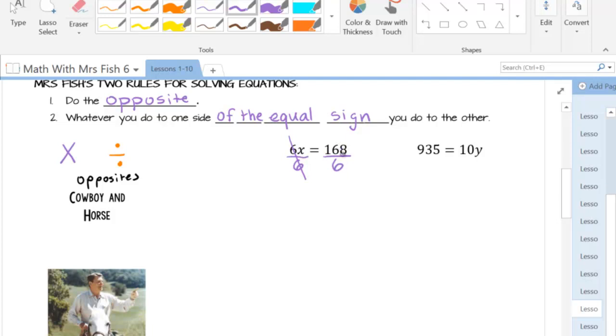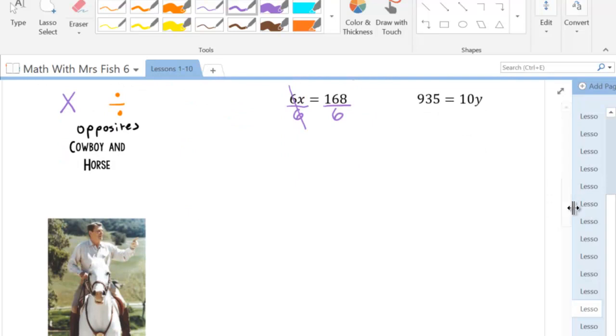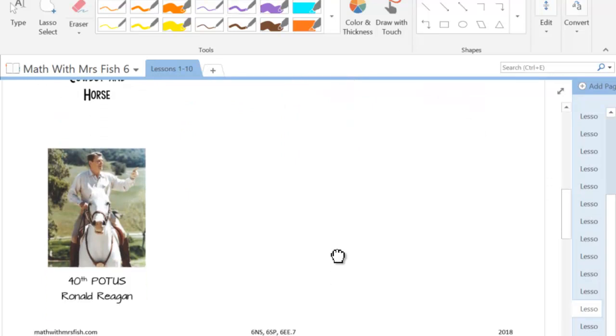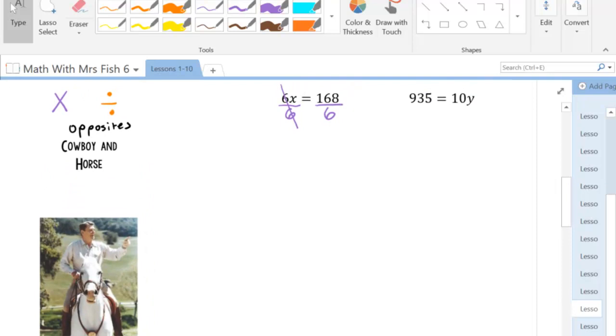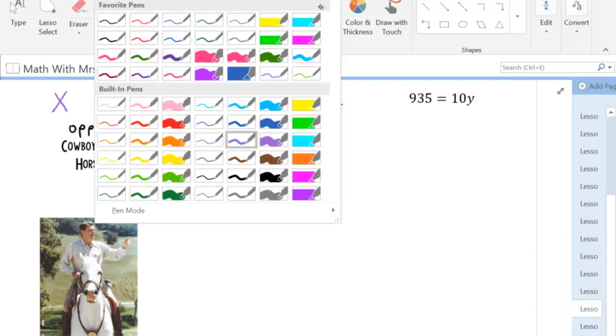This here is 168 divided by 6. And this is an opportunity for me to introduce to students a memory device called Cowboy and Horse. You'll notice that I have a picture of President Reagan. POTUS, 40th POTUS, that means President of the United States, Ronald Reagan, who was an accomplished horseman. And I just like to throw in a little bit of extra learning whenever I can. So let's take a look at cowboy and horse.